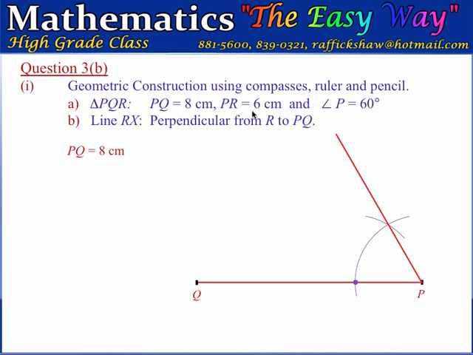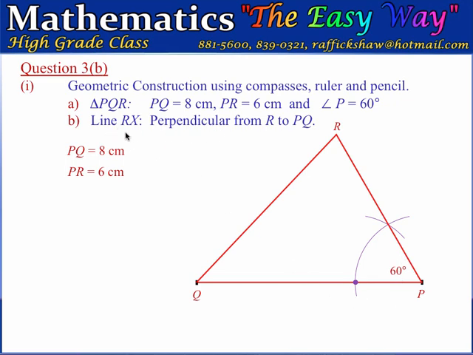And PR is 6 centimeters, so we would use our ruler, measure 6 centimeters on this line, and place our point R. And so PR is 6 centimeters. Then we can complete our triangle PQR by joining Q to R with our ruler. And that's it. And so we have constructed our triangle PQR, in which PQ is 8 centimeters, PR is 6 centimeters, and the angle at P here is 60 degrees.